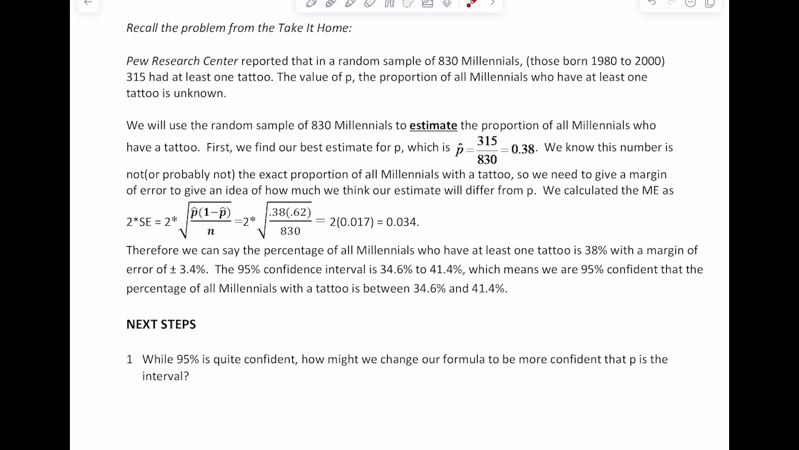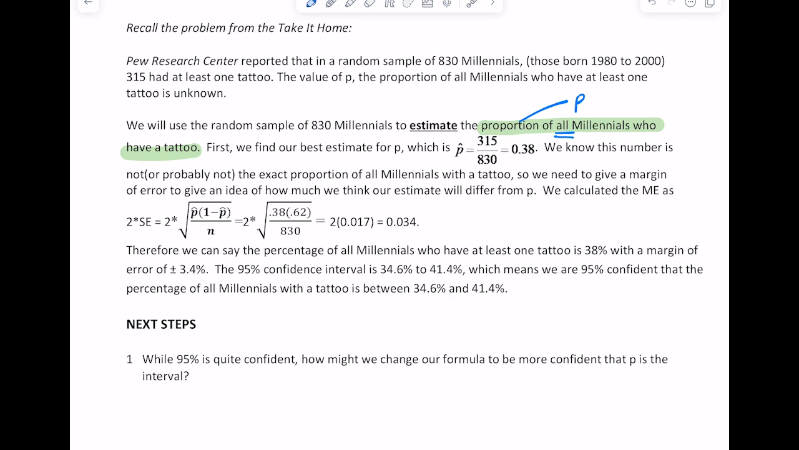Okay, so if you'll remember the problem with the 830 millennials, where 315 had at least one tattoo. The value of P, our population proportion, our parameter, is the proportion of all millennials who have at least one tattoo, is really unknown. This is based on a sample that we took. So we're going to use the random sample of 830 millennials to estimate the proportion of all millennials who have a tattoo. So in other words, when we're looking for the proportion of all millennials that have a tattoo, we're looking for P, which is our parameter, our population proportion.